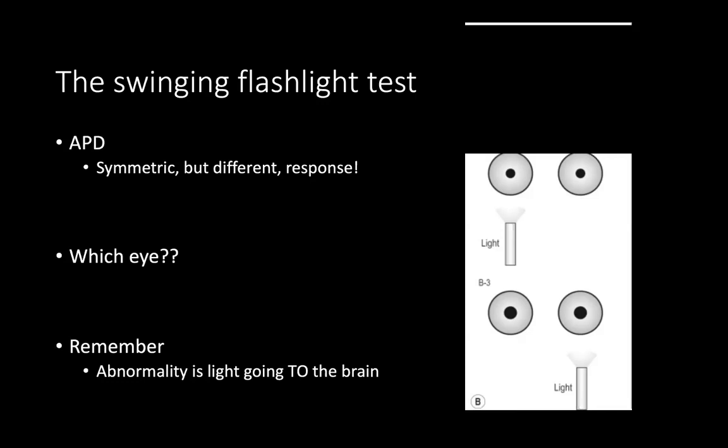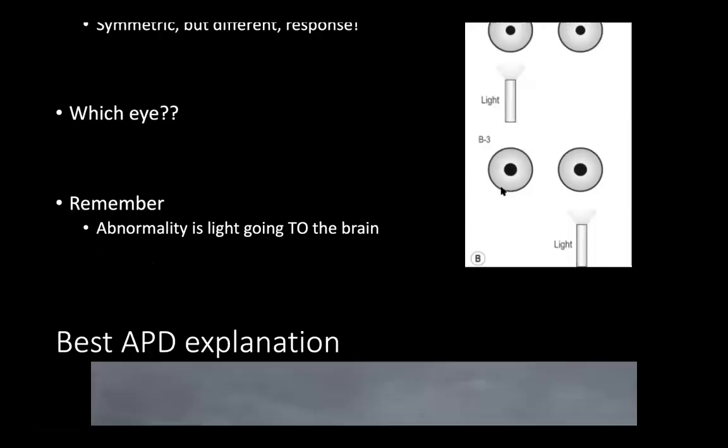Remember, the abnormality is the light going to the brain. This eye is not transmitting the same amount of light as this eye. And I hope that makes sense. With this eye, the brain is perceiving less light, so the pupils dilate a little bit compared to the more light the brain is perceiving when it's shining into the left.